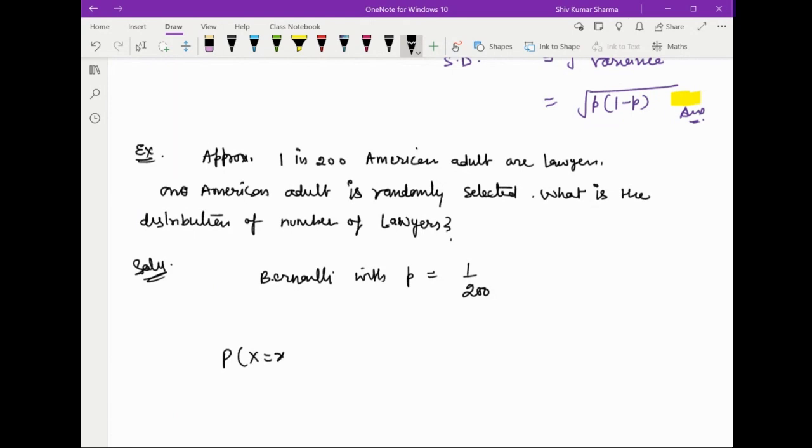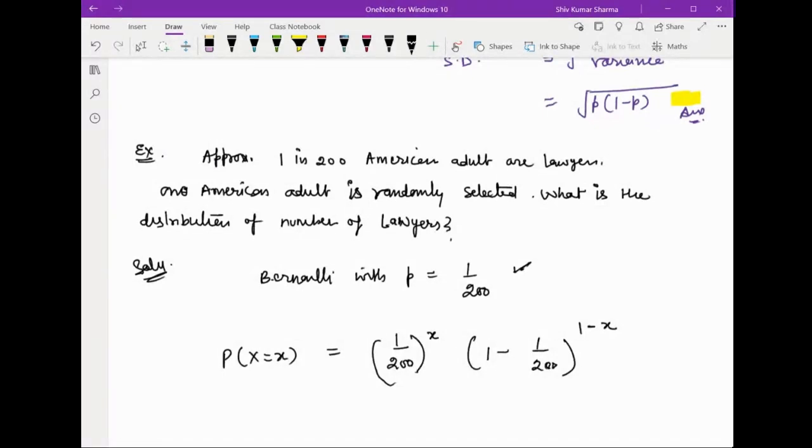We can write X is equal to x, where X denotes success here. This is the probability P for success and 1 minus P for failure. So we can write the probability of X successes as 1 upon 200 raised to the power x, into 1 minus 1 upon 200 raised to the power 1 minus x. So 1 minus 1 upon 200 is the failure.